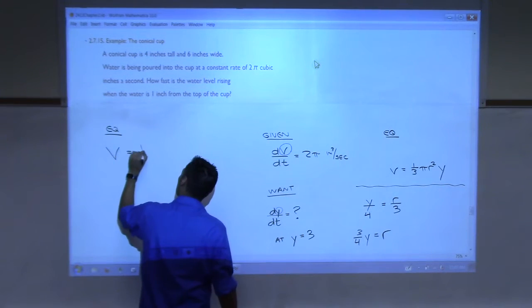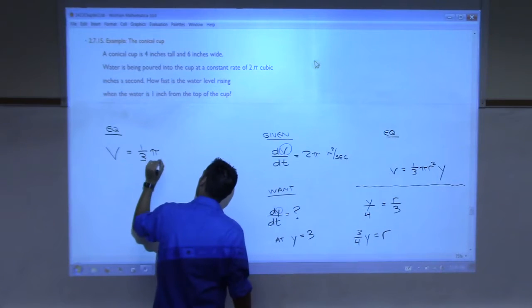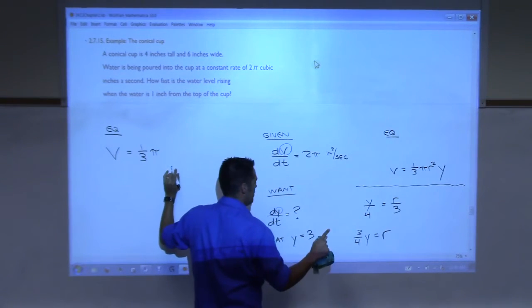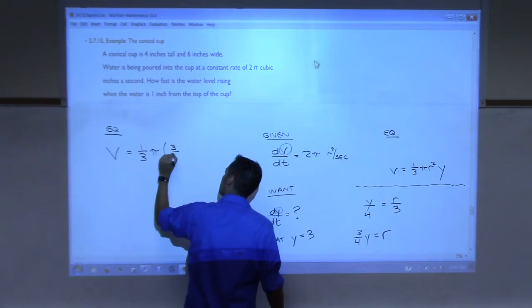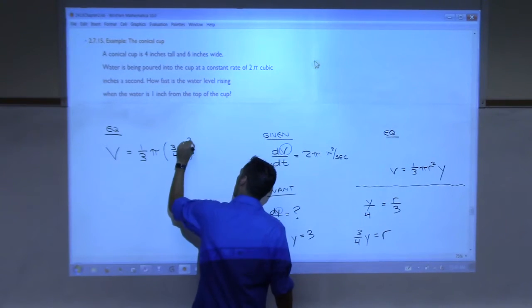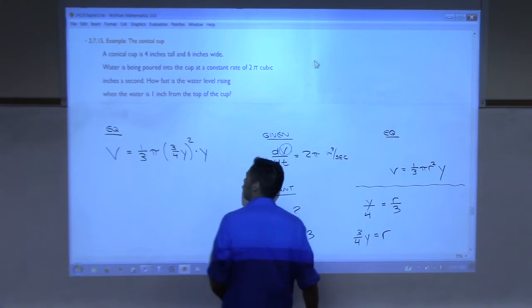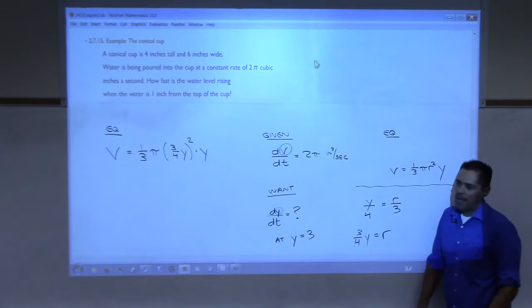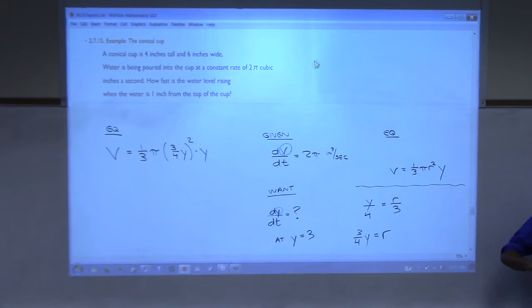V equals 1/3 pi, and then r squared, right? So it's 3/4 y squared, but then times y. And that is an equation that has just v and just y in it now. And I'm happy to see that. But I'm going to clean it up before I actually work with it.